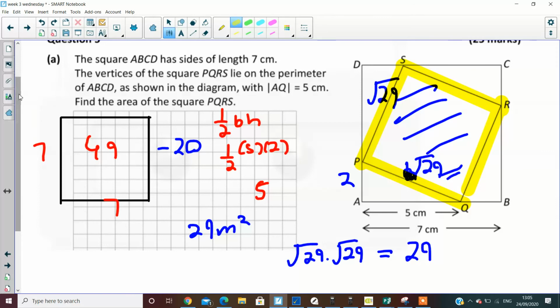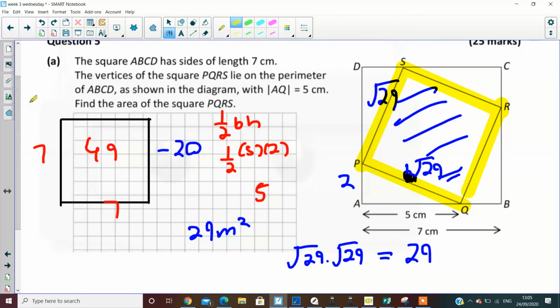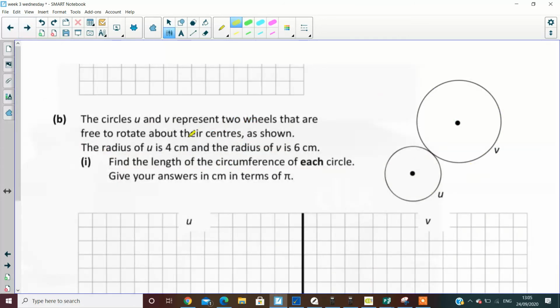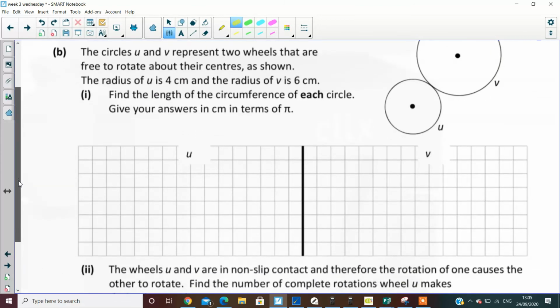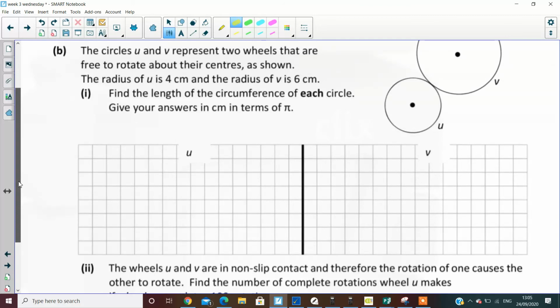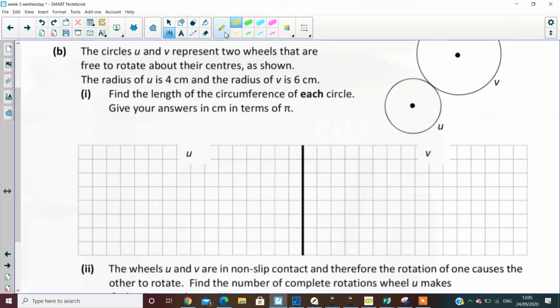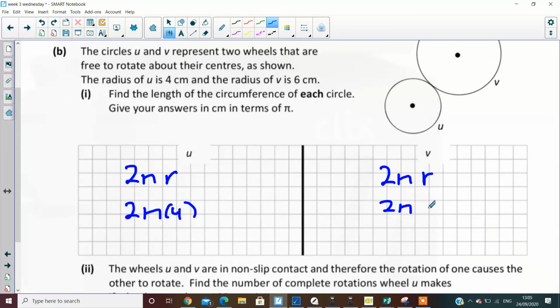All right, the second part's a bit more difficult. Now 2 circles, and the circles U and V represent 2 wheels that are free to rotate about their centers as shown. The radius of U is 4 and the radius of V is 6. Find the circumference of each circle. What's the circumference of a circle? 2 pi r. Leave it in terms of pi. So one of them's 2 pi times 4 and the other one's 2 pi times 6. Respectively speaking, they are 8 pi and anybody else?